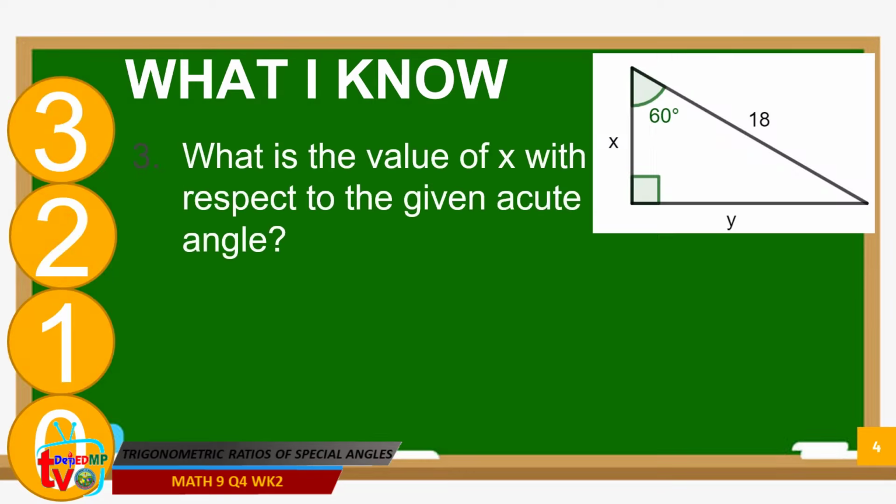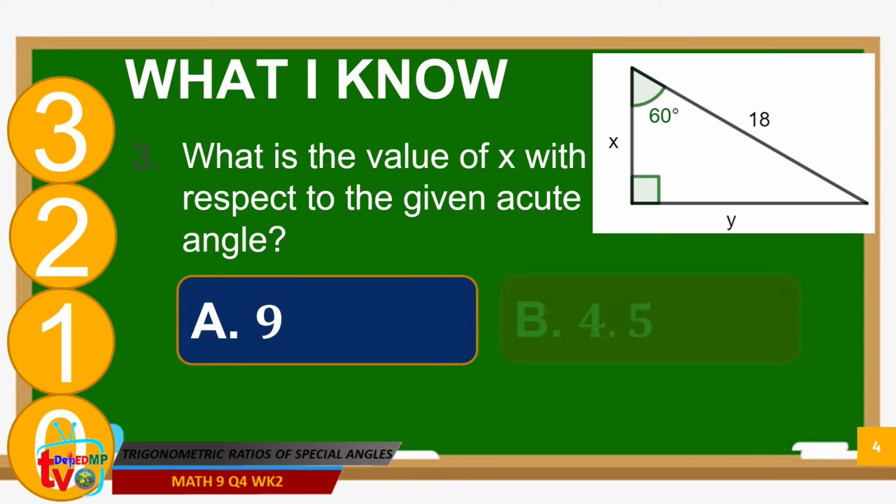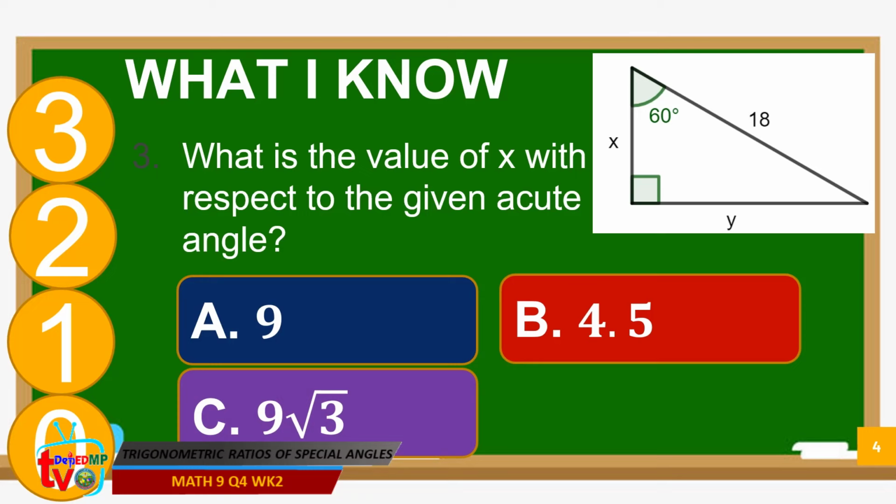Question. What is the value of x with respect to the given acute angle in the figure? A. 9, B. 4 and 5/10, C. 9 the square root of 3, or D. 6.